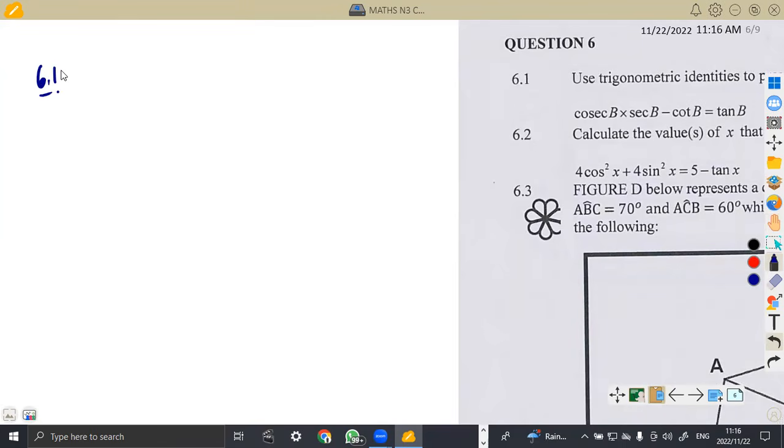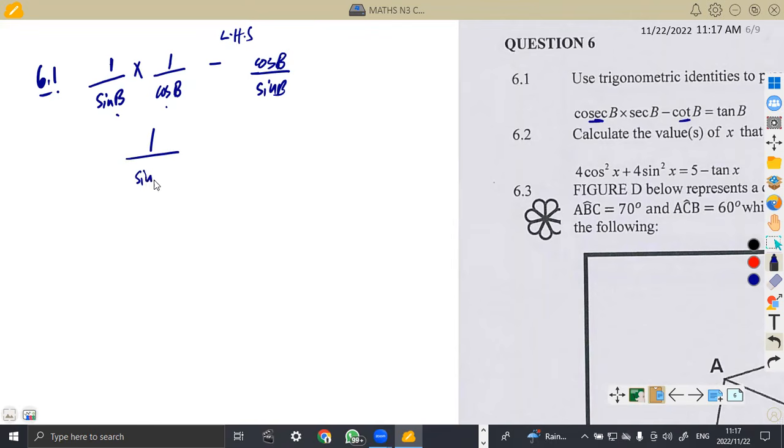Okay, so without wasting much time, we know that cosec is actually 1 over sine. So this was going to give us 1 over sine B times sec. We know that sec is 1 over cos. So it's going to be 1 over cos of B minus cot B. So minus cot, we know that cot is cos over sine. So it's cos B over sine B. So in this case, I choose to work with the left-hand side. Here we can multiply, 1 times 1 is going to be 1 over sine B cos B, minus cos B over sine B. So this is what we're going to have at the end.